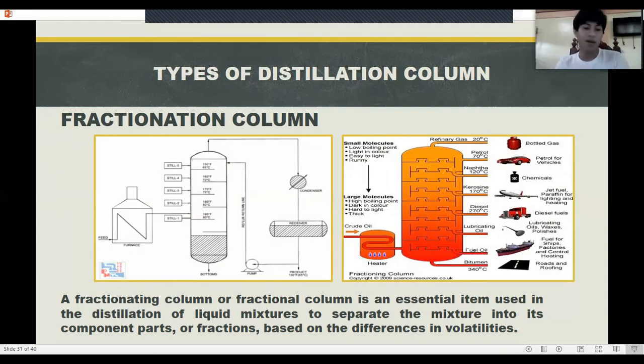Fractionation column. A fractionation column or fractional column is an essential item used in the distillation of liquid mixtures to separate the mixture into its component parts or fractions. It is based on the differences in the volatilities of the material. One noticeable industry that uses fractionation columns is the petroleum industry.